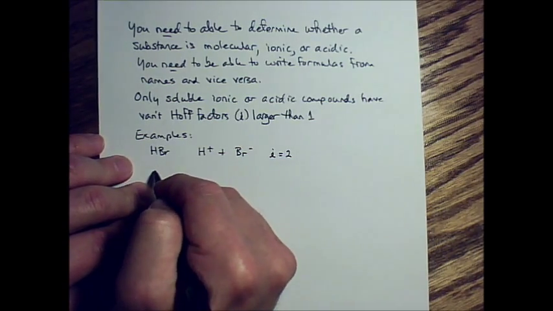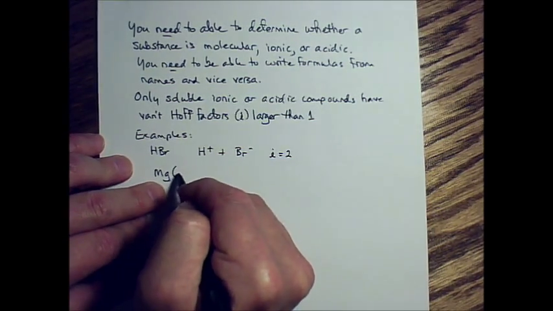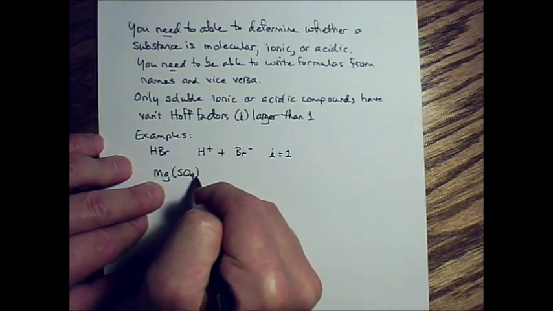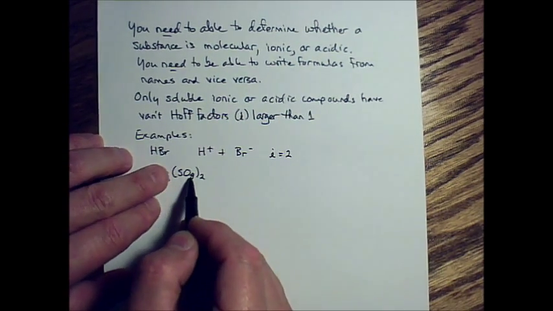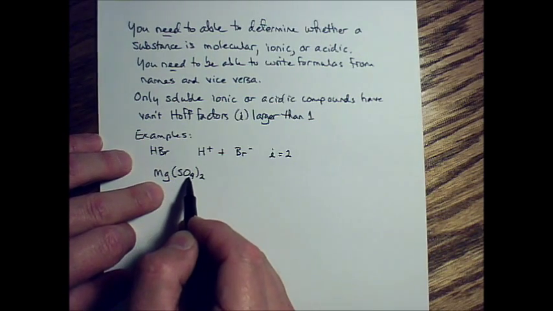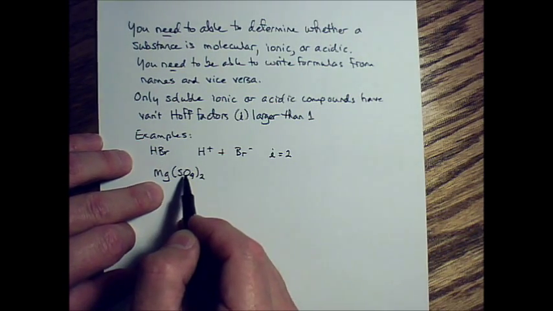Alright? If I have magnesium sulfate, you need to know that's ionic. You can tell it's ionic because you've got more than 2 elements in the formula, and you can look on your test references.